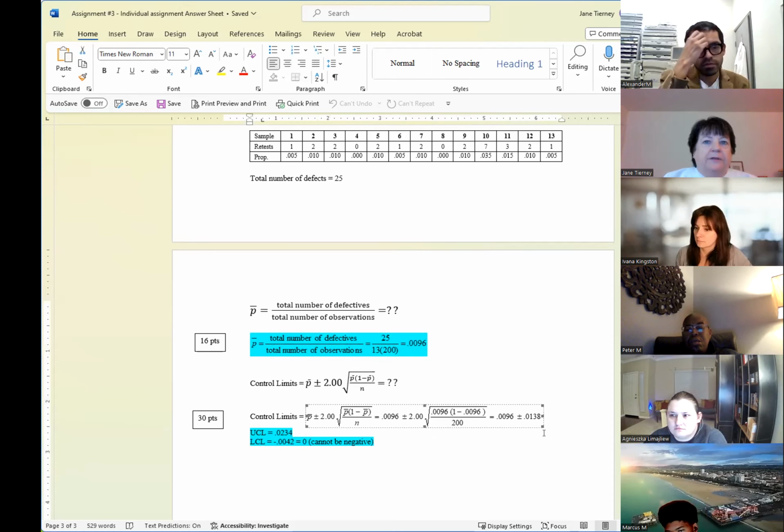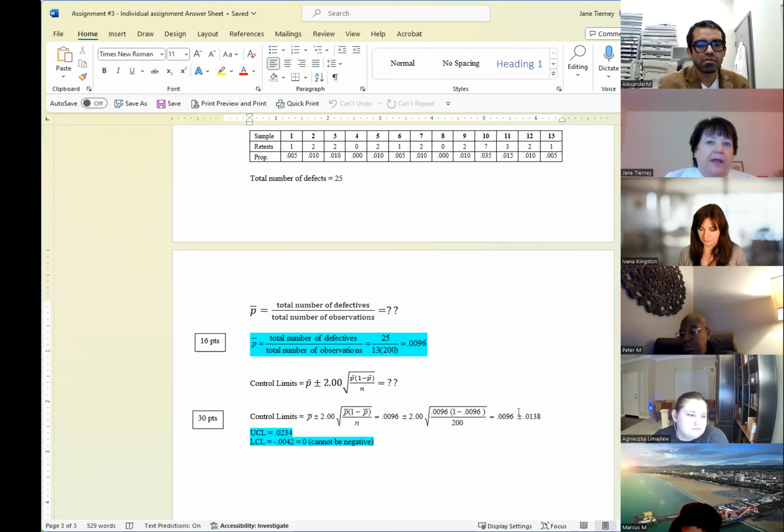So that comes out to be 0.0096 plus and minus the 0.0138. If you add that together, the upper control limit is going to be 0.0234. And the lower control limit, because we can't subtract that, if it's going to be a negative number, then it defaults to 0.